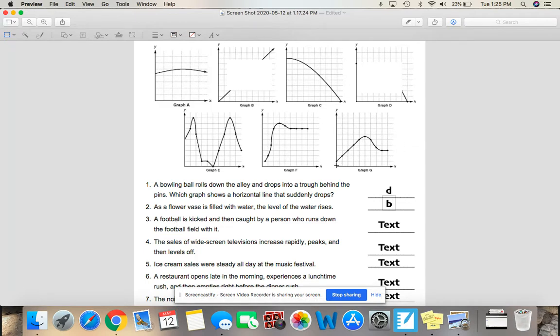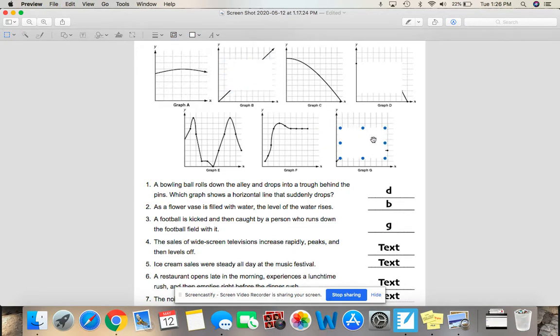So the football's kicked. So the height of the football is increasing over time. So for this one, we're going to think about time and height. So the football starts and the height goes up, up, up. And then, of course, the football starts to fall down. And then the person catches it. And then that person's going to hold it at the same height and then run with it. So that's going to be graph G.